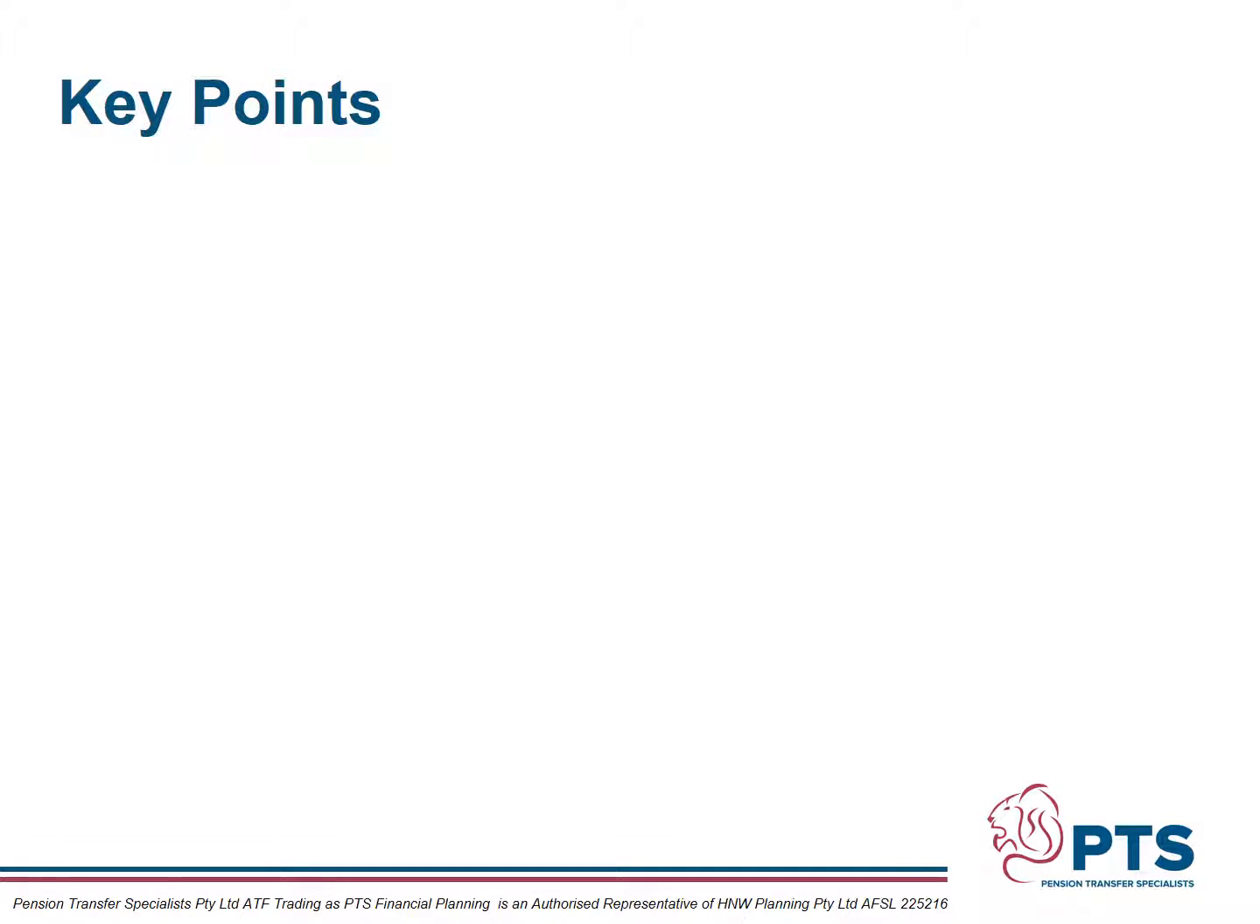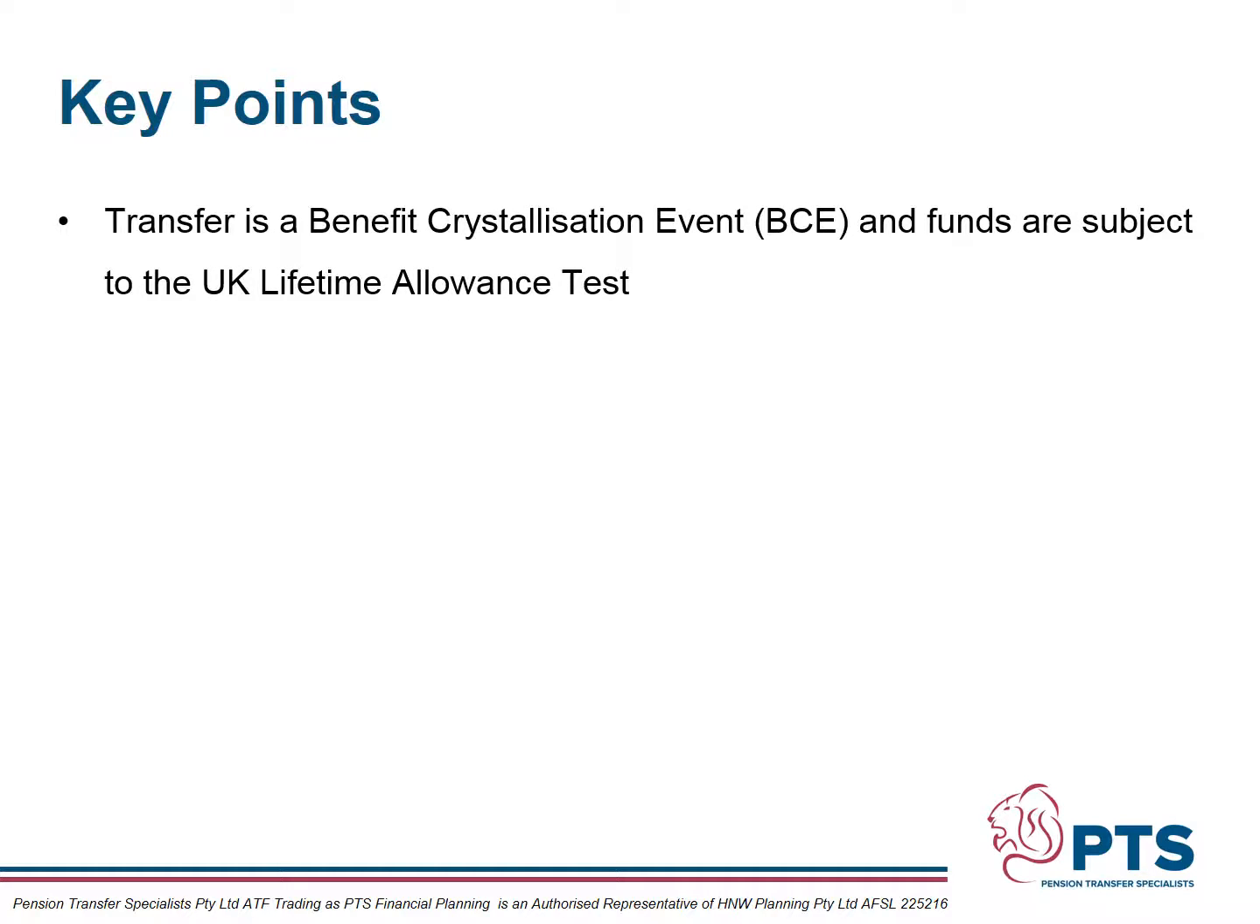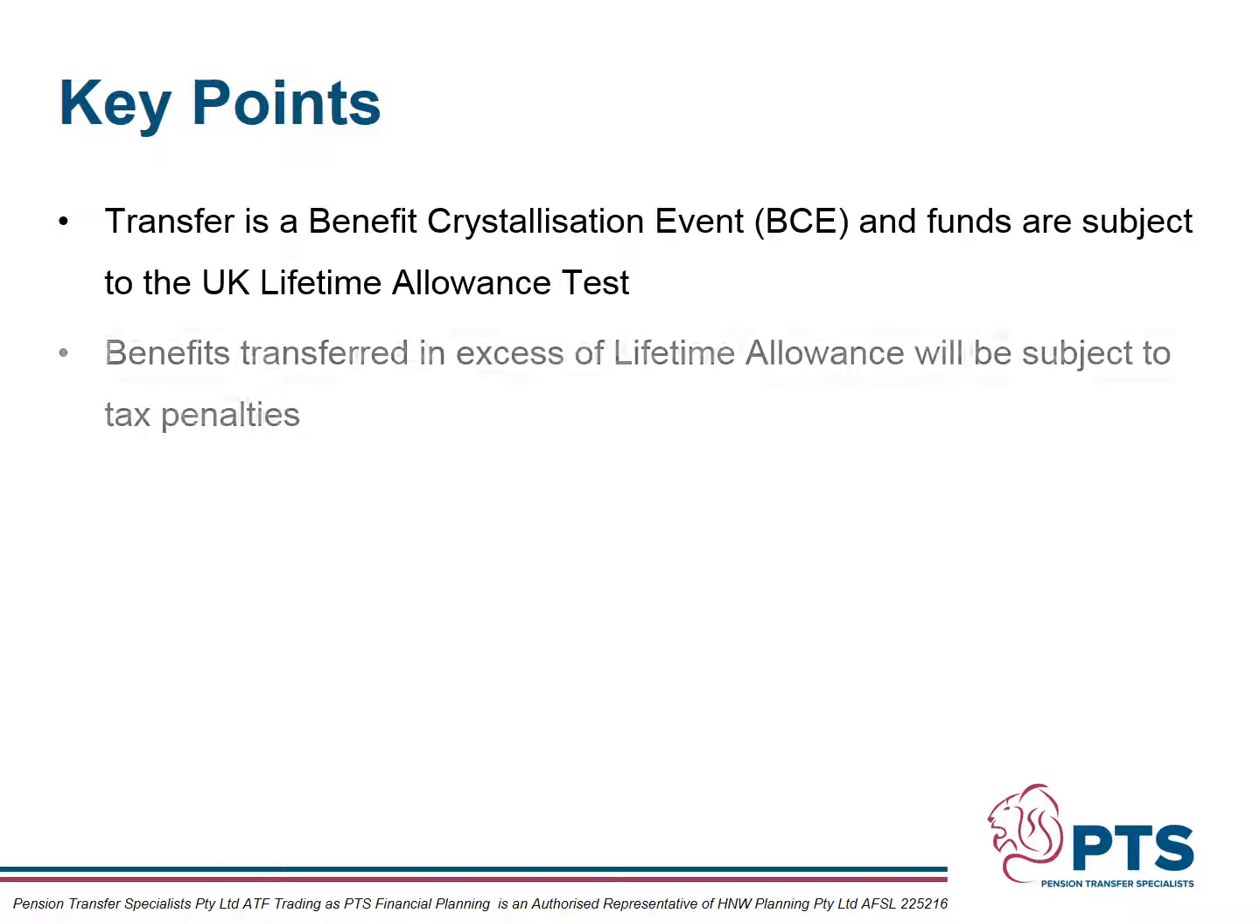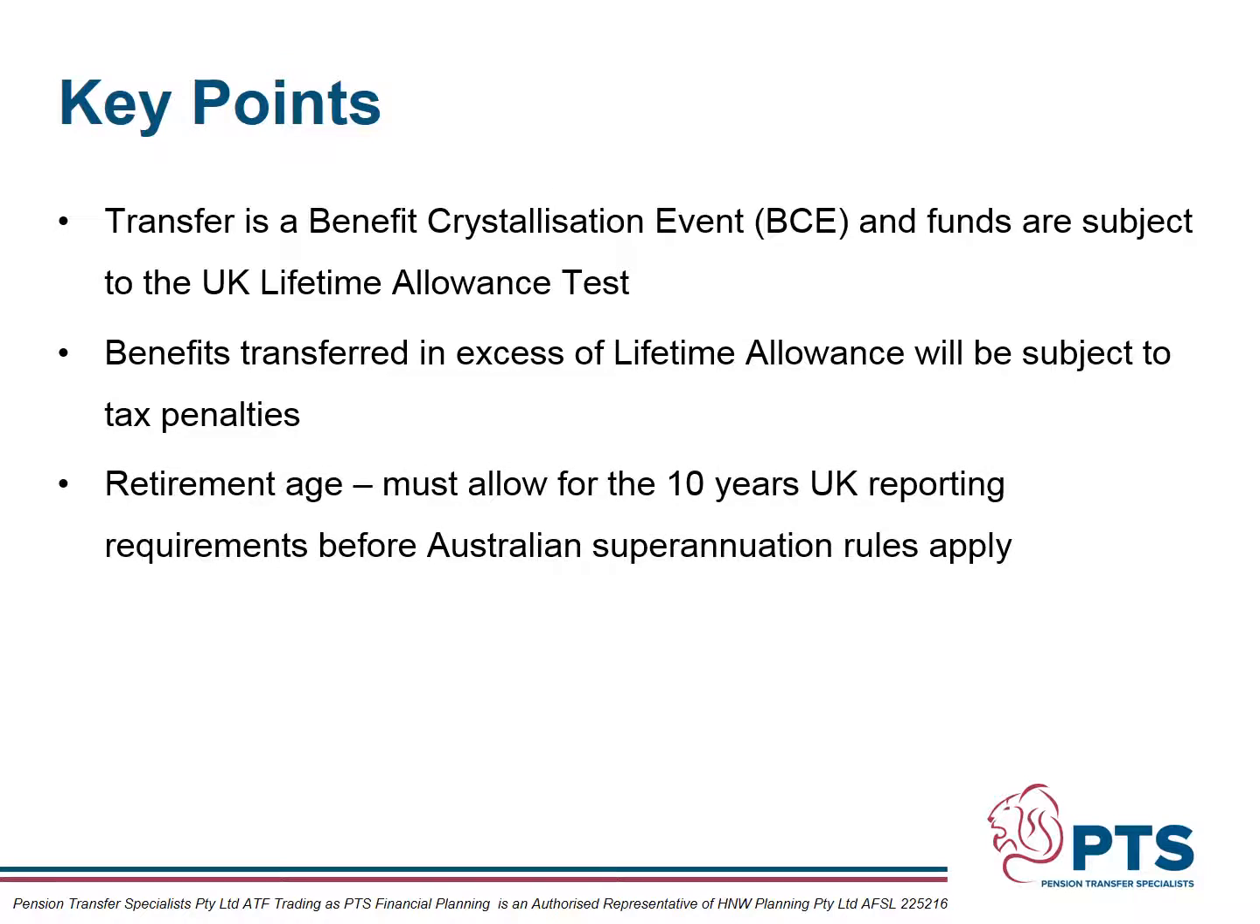A lot of key points need to be remembered before transfer occurs. Any UK transfer is classed as a benefit crystallisation event and will be subject to UK lifetime allowance tests. Any benefits that are transferred in excess of this lifetime allowance will be subject to tax penalties. You need to consider your retirement age. You must allow for the 10 years UK reporting requirements before Australian superannuation rules apply.